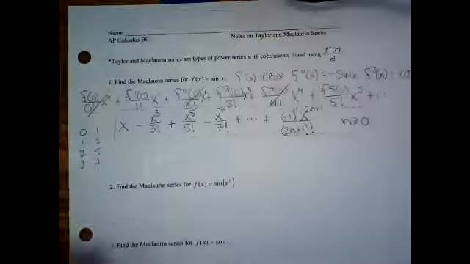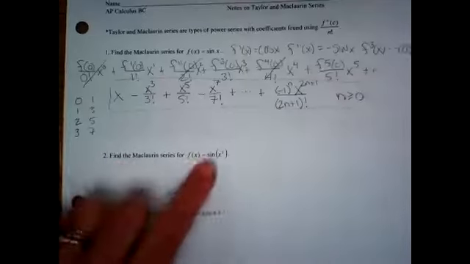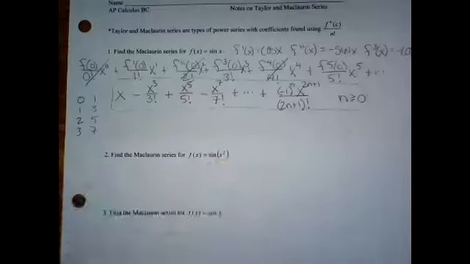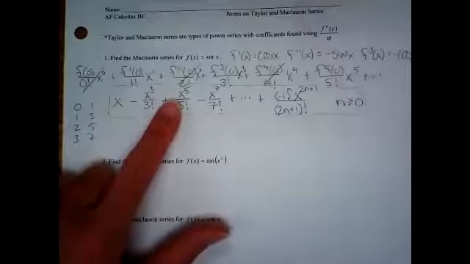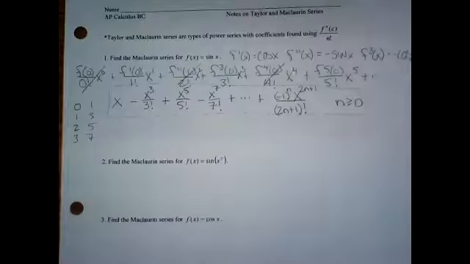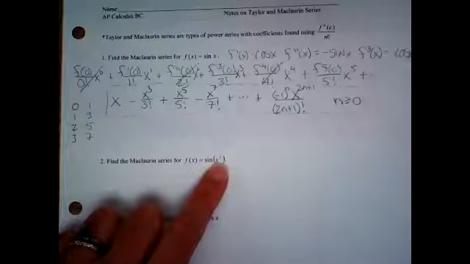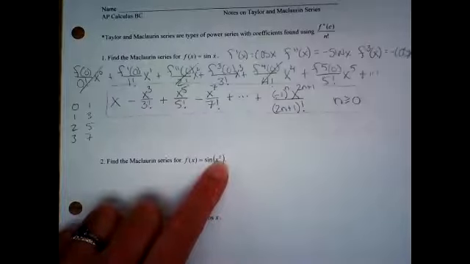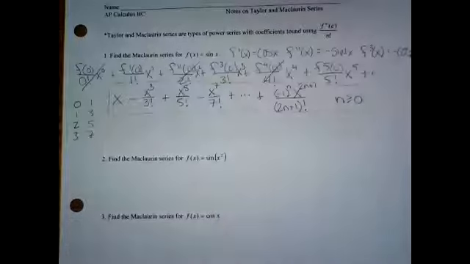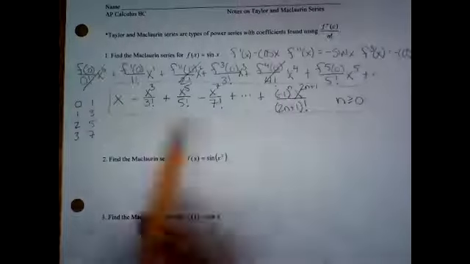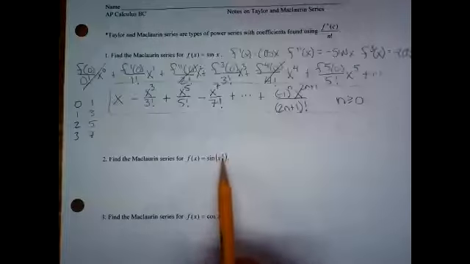Here's the new thing. Find the Maclaurin series for f of x equals sine of x squared. Well, we just did sine of x, right? This is like we're transforming that. Instead of x, you're going to put x squared. Everywhere there's an x, you're going to replace it with x squared. Do you remember composite functions back from algebra 2? I know you're like, no, that was a million years ago. Do you remember f of g of x? Like f gets hungry and eats g, it's like that, right? Everywhere there's an x, you're gonna input an x squared.